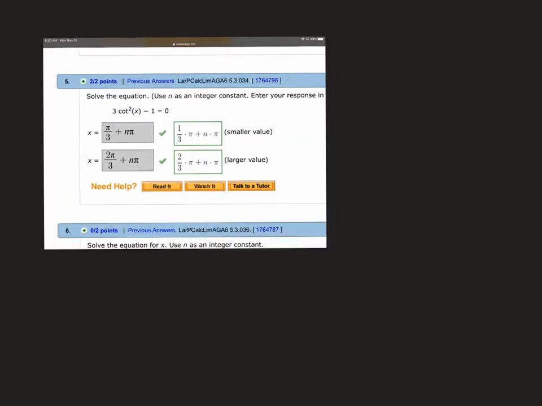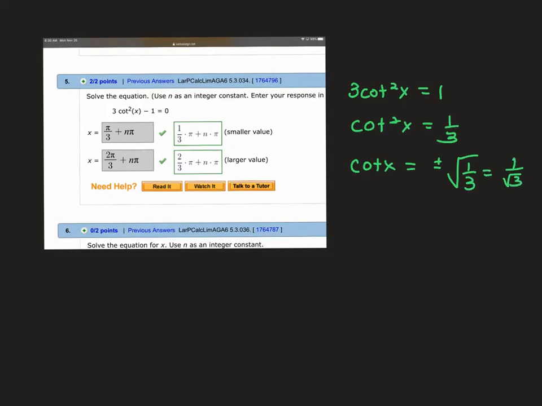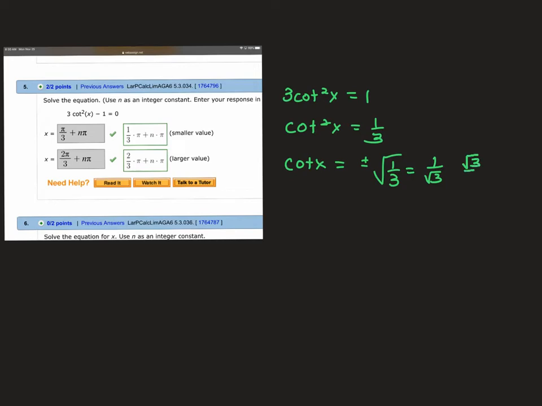Five, 3 cotangent squared minus 1. So this would be 3 cotangent squared x equals 1. Cotangent squared x equals 1/3. Square root both sides. Cotangent x equals plus and minus the square root of 1 over 3, which is 1 over root 3, which gets rationalized to root 3 over 3. And it's plus and minus, so it's everywhere on my circle. Actually, this is cotangent, so it doesn't give you the interval, so I'm going to flip it to tangent. Actually, I should have done that before I rationalized it. So it's where tangent is plus and minus root 3.